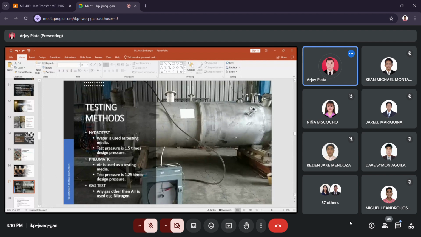So these are what we call the non-destructive testing or NDT. We have the hydro test. The water is used as testing media. The test pressure is 1.5 times design pressure. It came from the ASME, so it varies depending on the project specification. The pneumatic one is where the fluid is air. Air is used as a testing media, and the test pressure is 1.25 times design pressure. And lastly, the gas test, where any gas other than air is used, such as nitrogen.